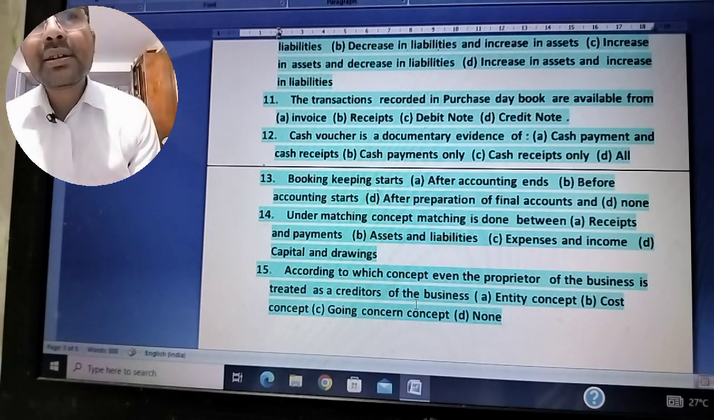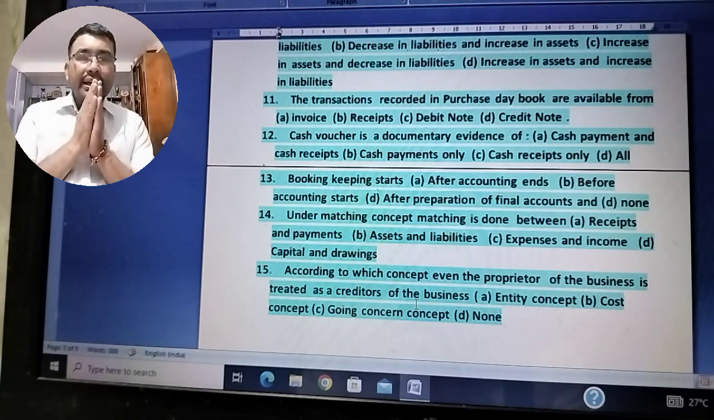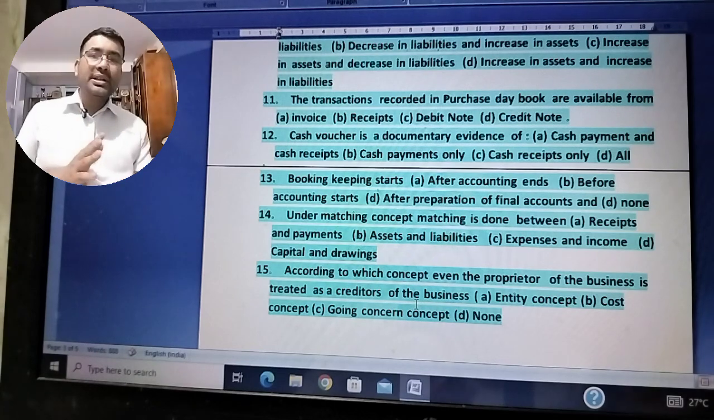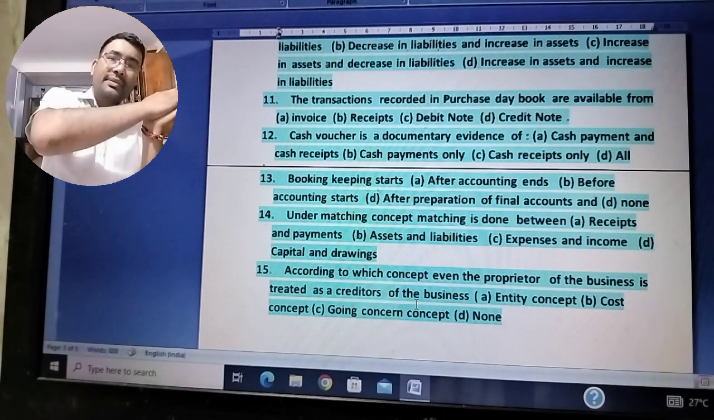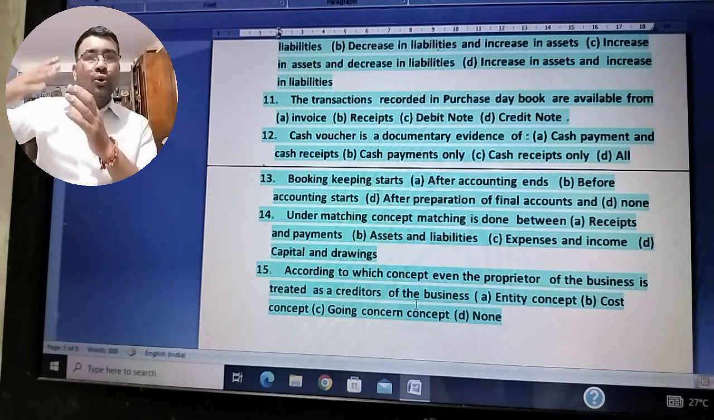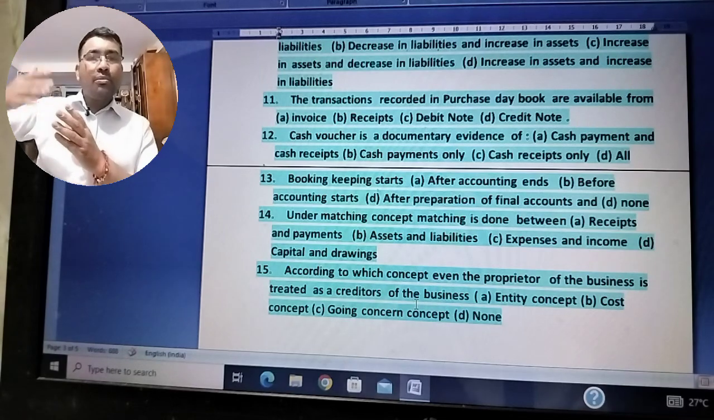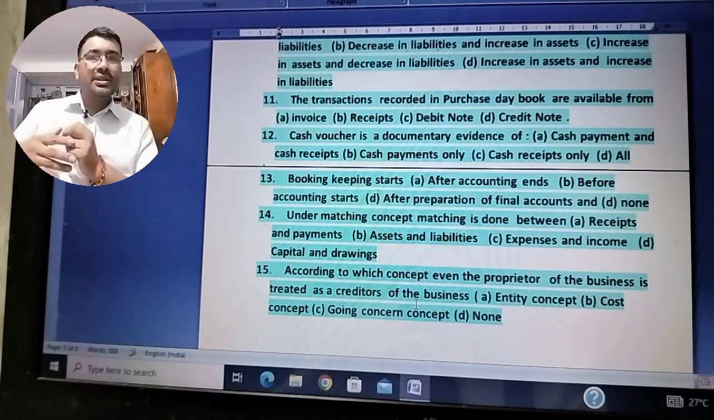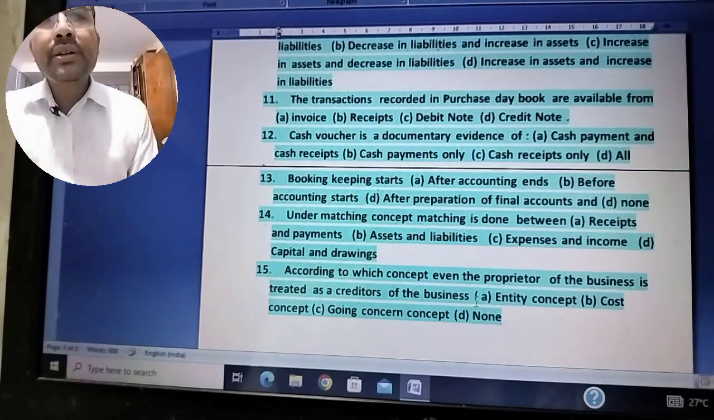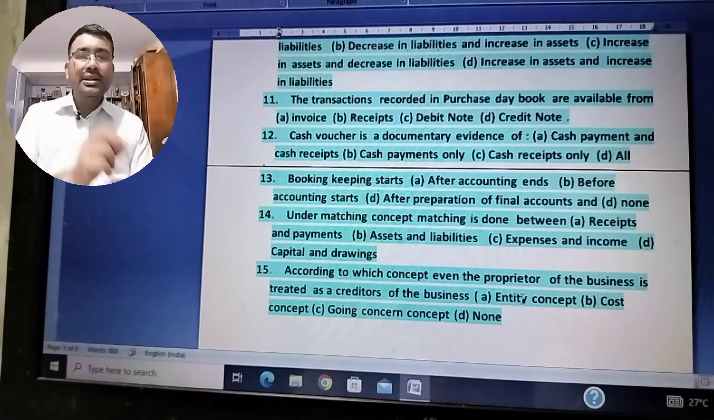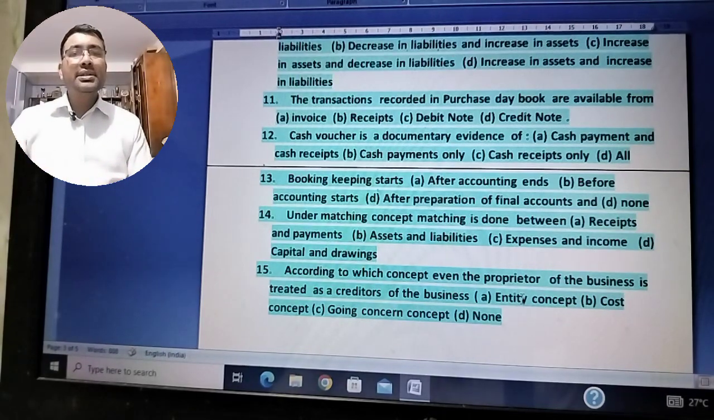But what does entity concept highlight? According to entity concept, the owner of the business is separate from the business. Business is an artificial legal person and the owner is the natural person. So whenever the owner invests in the business, that amount is treated as a liability for the business. So capital invested by the owner is the liability for the business. So according to which concept is even the proprietor treated as a creditor? It's entity concept. So according to entity concept, the owner is the creditor of the business.